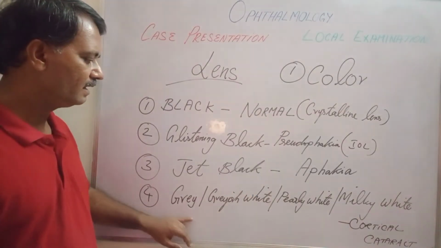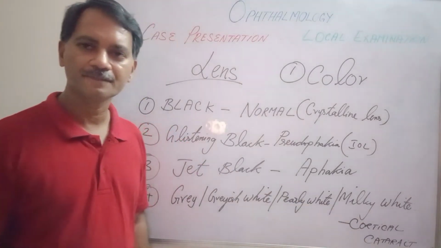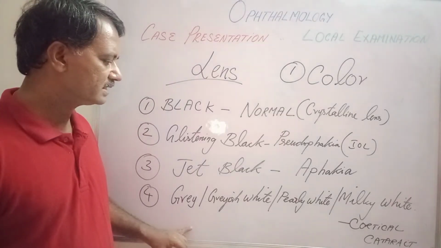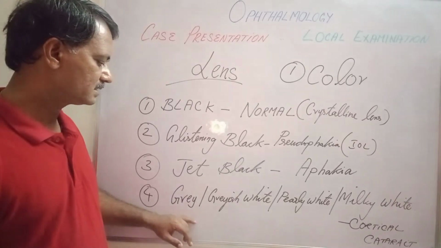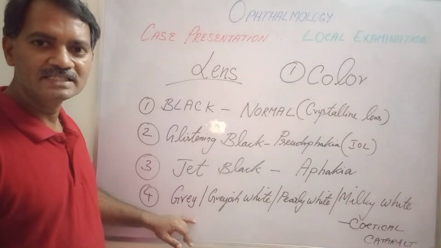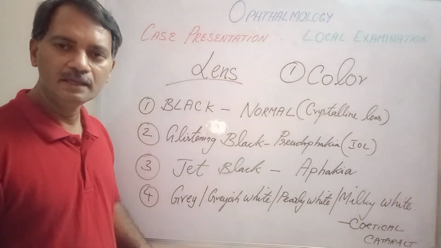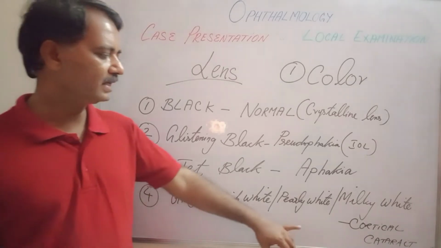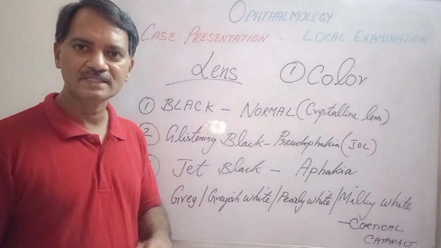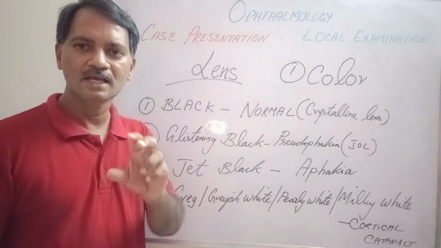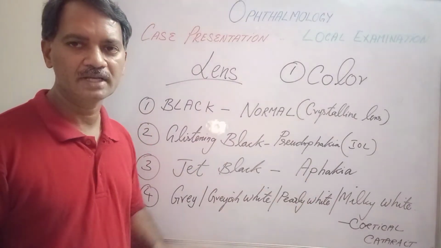It may be grey, greyish white, or it may be pearly white or milky white. These are different stages of a cortical cataract. A grey color lens you will see in incipient cataract. Greyish white color lens you will see in immature cataract. Pearly white lens you will see in mature cataract. Milky white lens with sunset appearance, the nucleus sinks to the bottom, so that you can see in hypermature cataract.